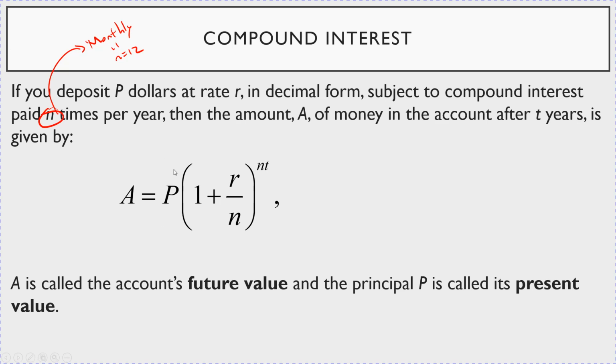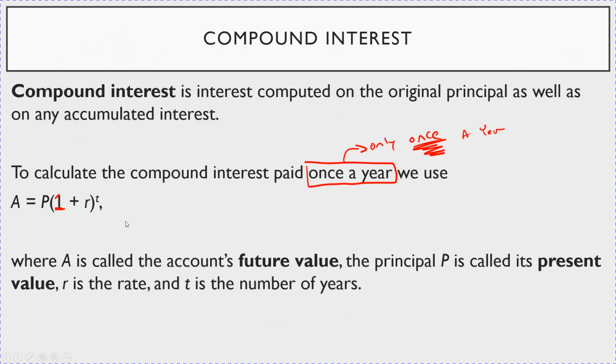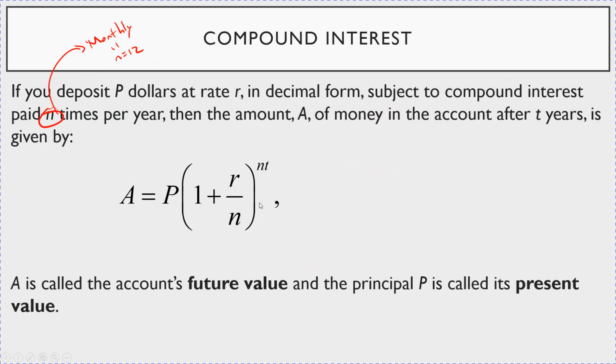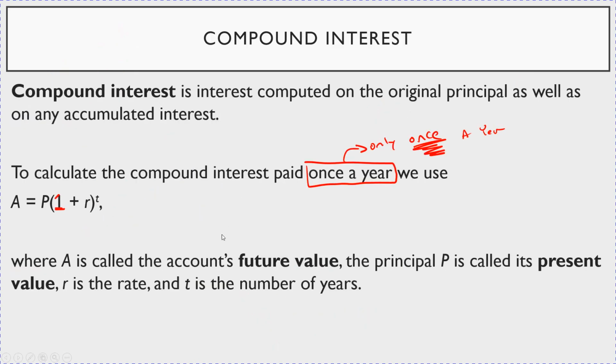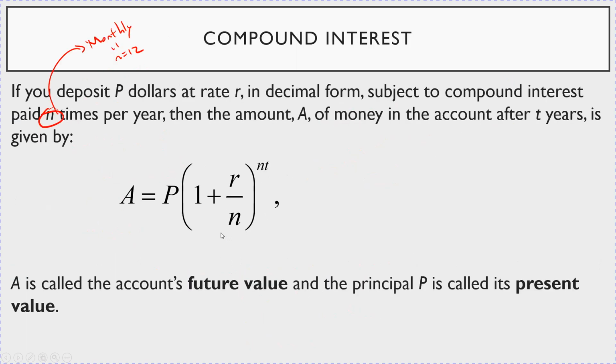It's a little bit more complicated. You'll notice the difference in the formula is you're taking the rate and dividing it by N, and instead of just T, it's N times T. All right, let's do some problems here.